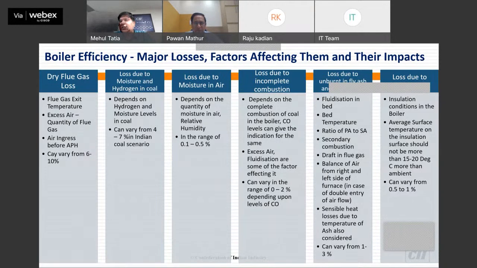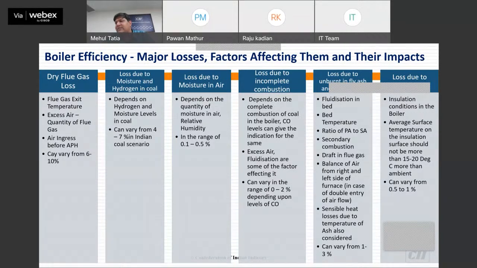Then loss due to unburnt in fly ash and bottom ash. This is also something which is in the control of plant people, and they can work on this to improve the overall boiler efficiency. Similar to dry flue gas, this is related to overall combustion in the boiler: the fluidization, the bed temperatures, the ratio of primary air to secondary air, how your secondary combustion is happening, what the draft in flue gas is, and the balance of air from right and left hand side in case of double entry flow into the boiler. These are some of the things which impact your loss due to unburnt in fly ash and bottom ash.